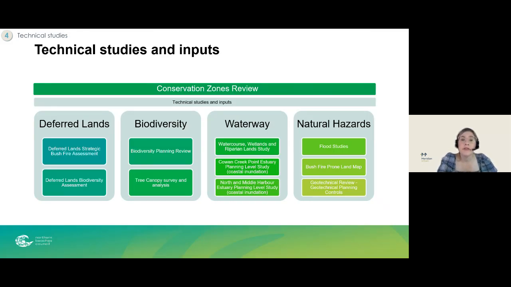I'll now briefly touch on the technical studies which have informed the conservation zones review and are also out on public exhibition. Council is also seeking feedback and comments on the draft technical studies during this exhibition period. Please note that we will briefly talk through the studies related to Pittwater. However, if you are interested in any of the other studies, they are available on Council's website.